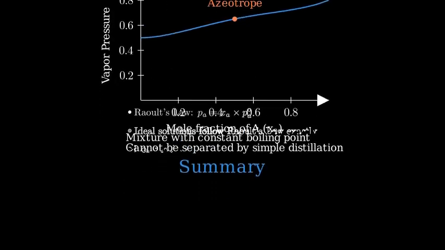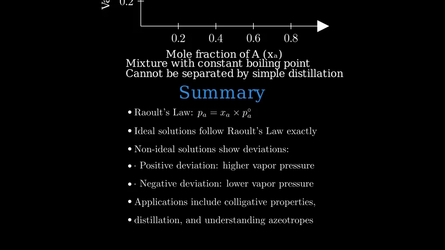Raoult's law relates the vapor pressure of a component in a solution to its mole fraction and the vapor pressure of the pure component. Ideal solutions follow Raoult's law exactly, while non-ideal solutions show positive or negative deviations. Positive deviation occurs when the total vapor pressure is higher than predicted, indicating weaker interactions between different molecules. Negative deviation occurs when the total vapor pressure is lower than predicted, indicating stronger interactions between different molecules.